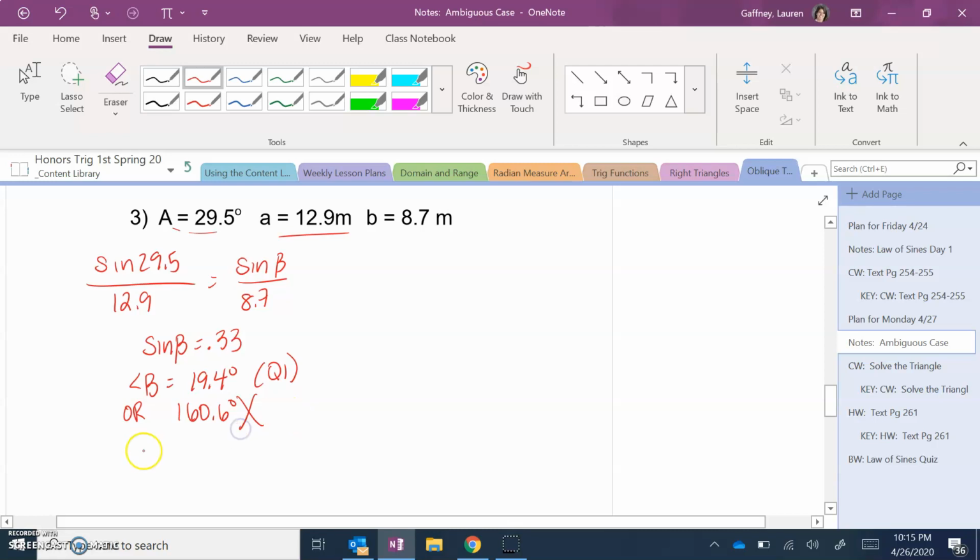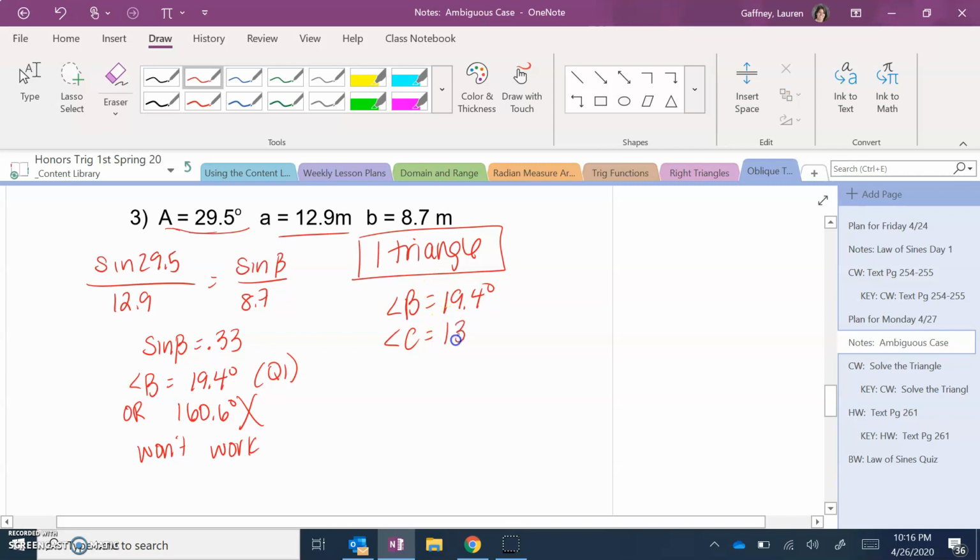But that won't work, because if you take the angle A that we already have plus that angle there, that's over 180 degrees. So that one won't work. So this is going to be the case where we just have one triangle. There's only one way to form this. So angle B is 19.4 degrees. Angle C, we can subtract A and B from 180 to get 131.1 degrees.